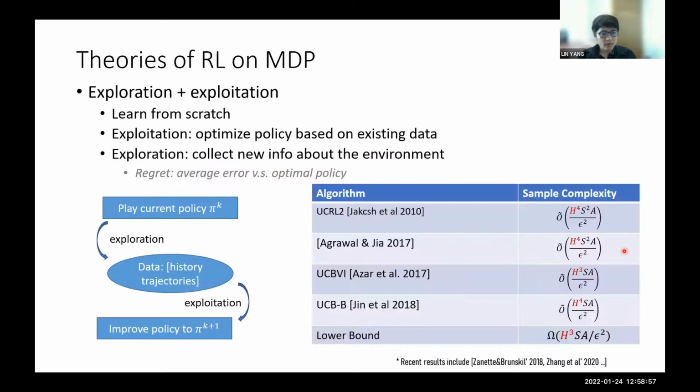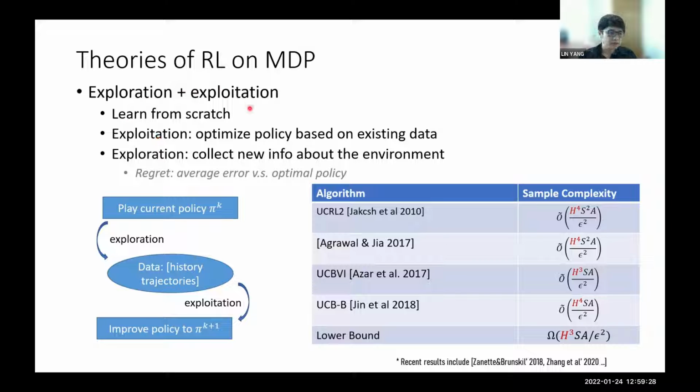A long line of research has studied this problem, and right now there is already a very mature recipe for solving it. It actually comes from the MAB problem as well. It's called exploration and exploitation. You need to balance these two in a good way to get a good policy. So the rough procedure is like this: in the beginning, we know nothing about the system.